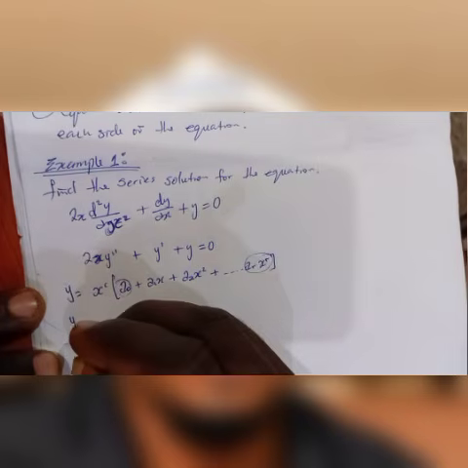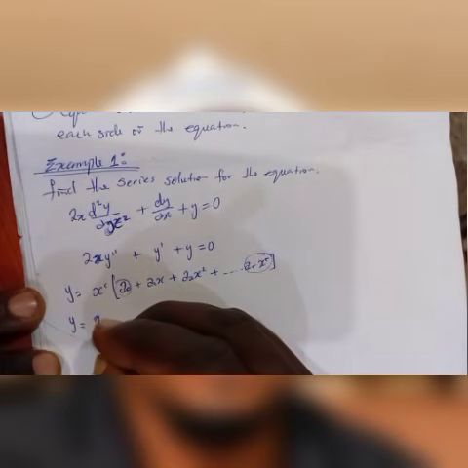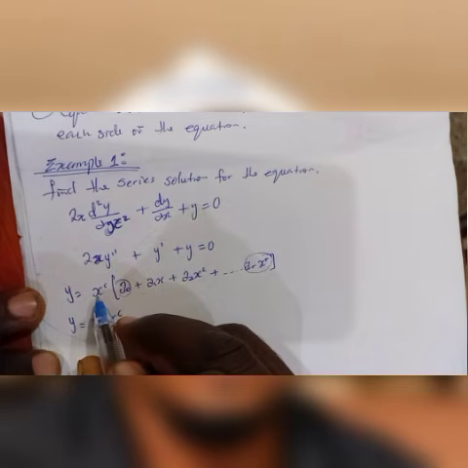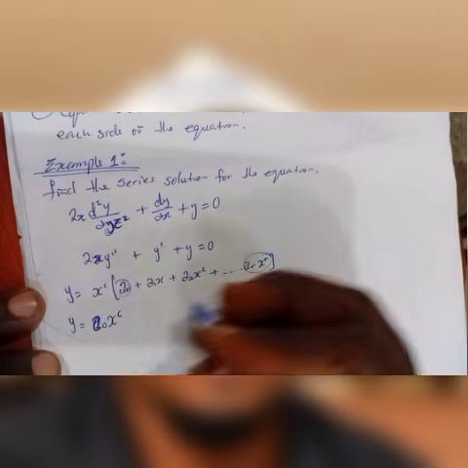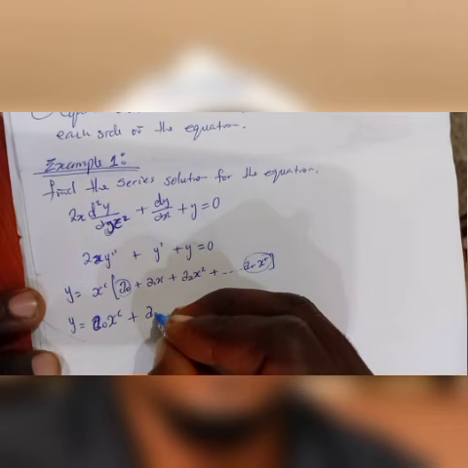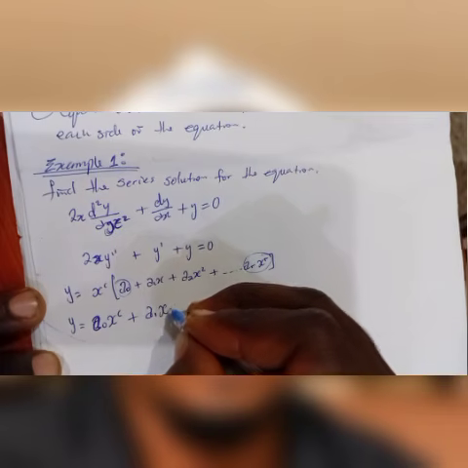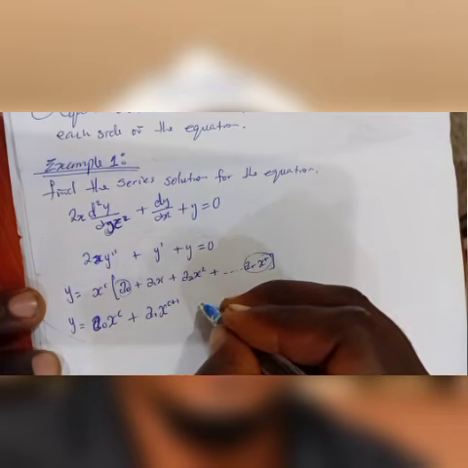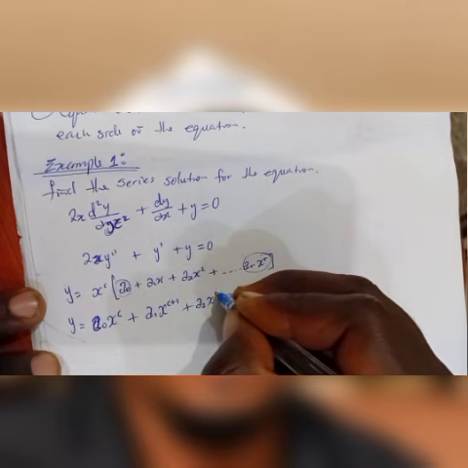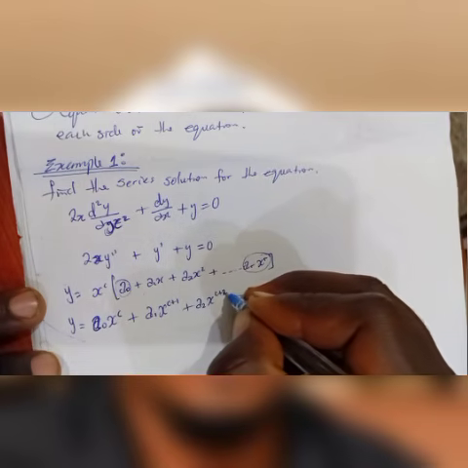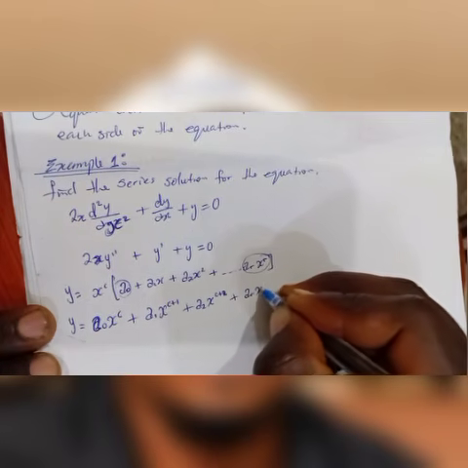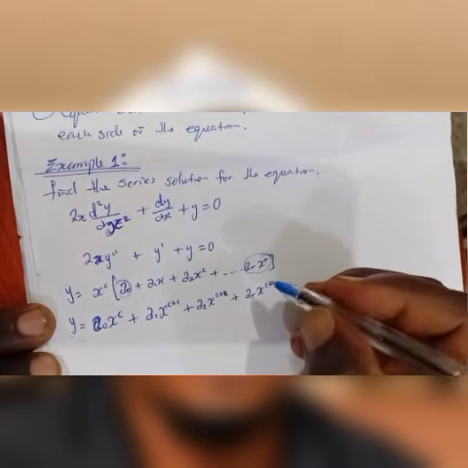Now let's open up the brackets. We have a naught x raised to the power c. We are going to use this x raised to the power c to open up the brackets. So for the second one, we have a1 x raised to the power c plus 1, then plus a2 x raised to the power c plus 2, plus ar x raised to the power c plus r. How is it like that?